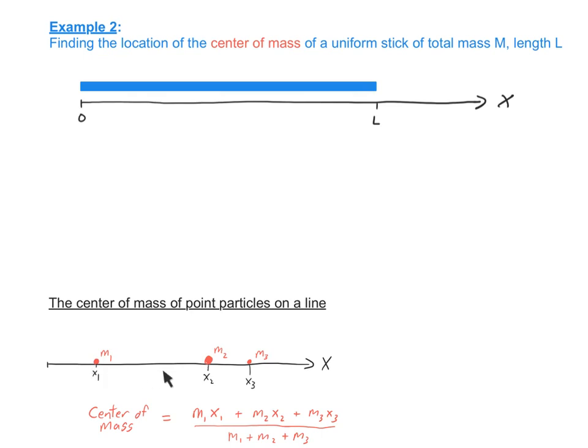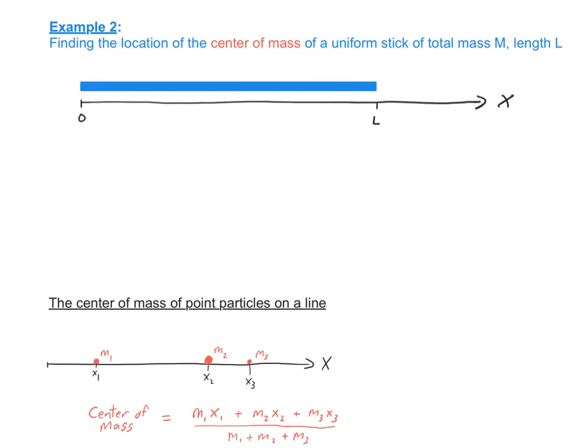So finding the center of mass of a bunch of point particles like this is easy. We just plug in here. But how do we find the center of mass of an extended object that isn't just a single point particle, but an object made up of many, many particles forming a continuum here? So how do we do it?